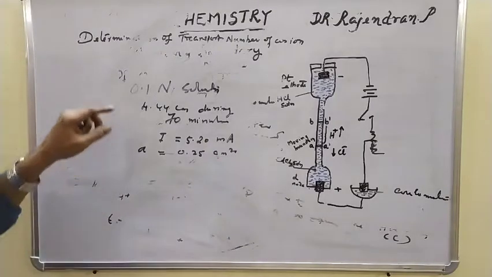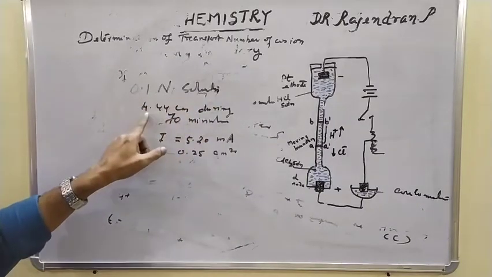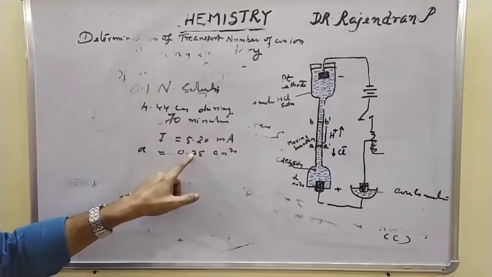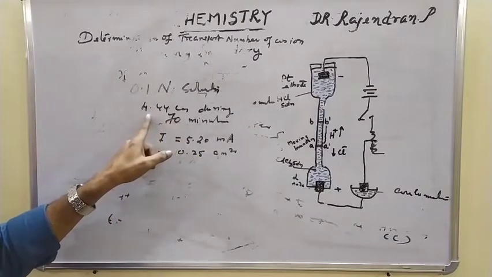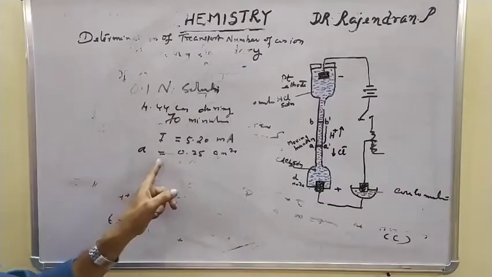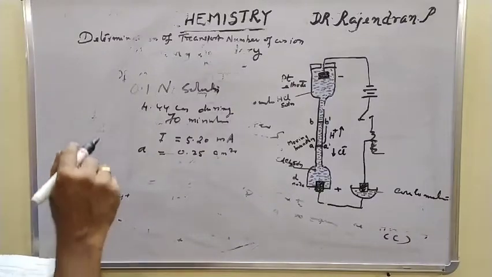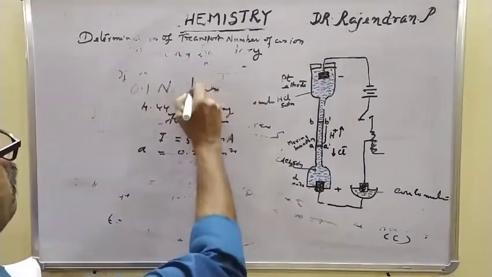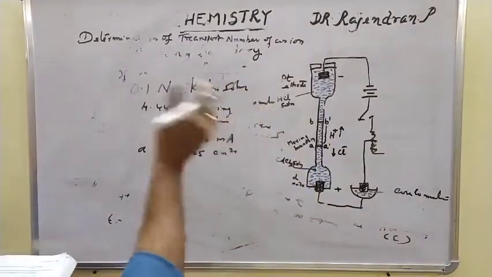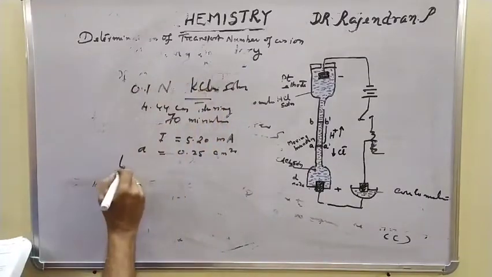You have a 0.1 normal HCl solution, or electrolyte solution, under the passage of a current of 5.2 milliampere for 70 minutes. The boundary traveled a distance L, directly given as 4.44 centimeters. If the cross-sectional area of the tube is 0.25 centimeter square, what is the transport number? Suppose you have a KCl solution, 0.1 normal; you have to find out the transport number of K plus.